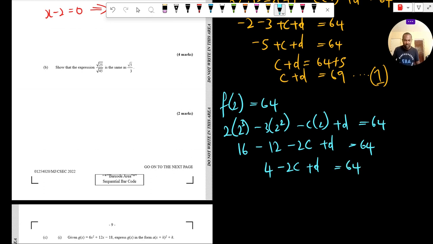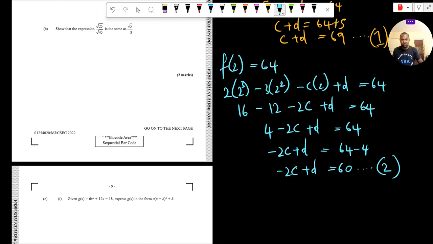We can bring the 4 over to the right-hand side. And so we get that minus 2c plus d is equal to 64 minus 4, or we can say that minus 2c plus d is equal to 60. And of course, we can call this our equation 2. So now we have two equations, which we will solve simultaneously. We have minus 2c plus d equals 60, and we have c plus d is equal to 64. That was equation 1.